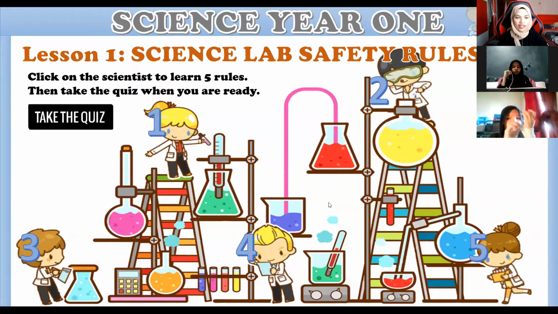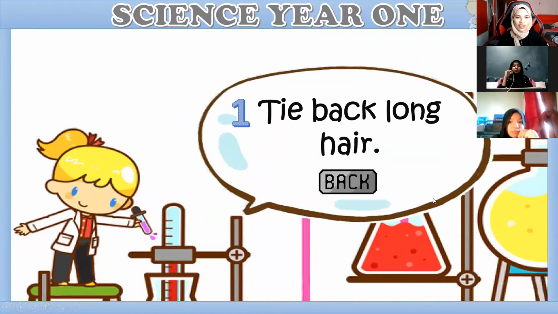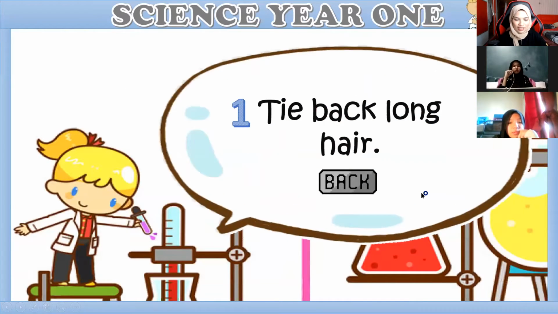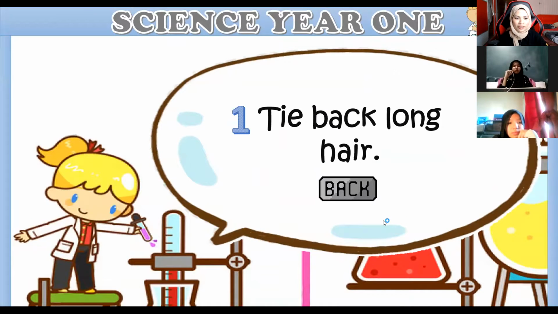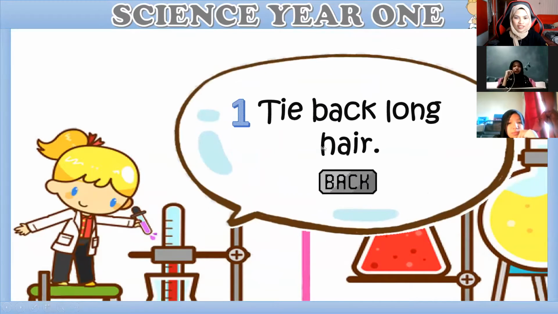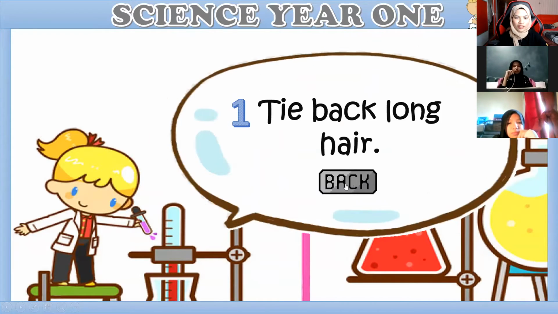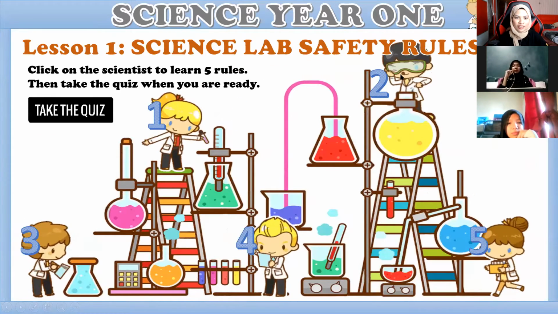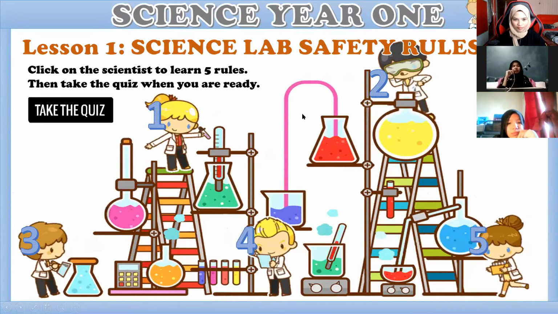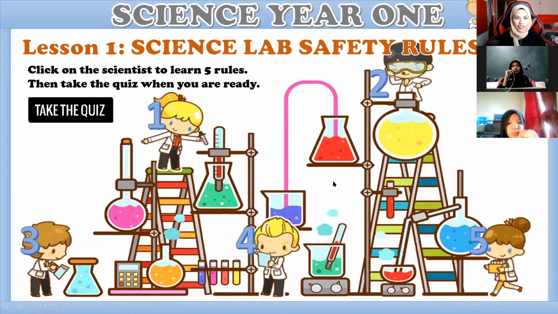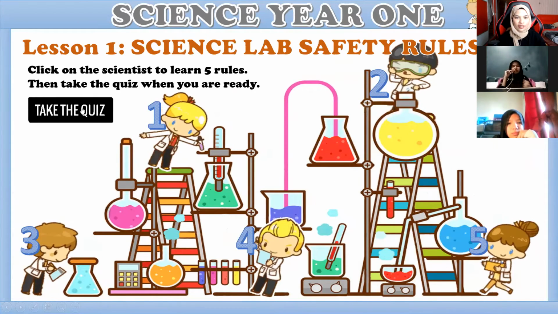When you click on the scientist, the animation of the bubble text will appear, and you can see the scientist teaching the rules of the science lab. And when you click on the back button, you will return to the first page of the lesson. After going through all of the scientists, you can then proceed to take the quiz.